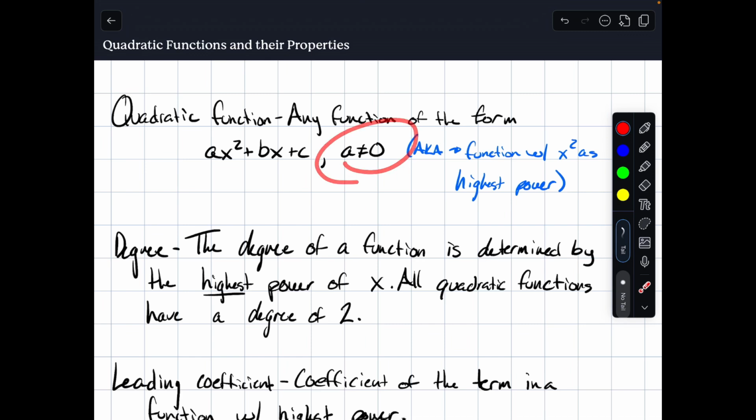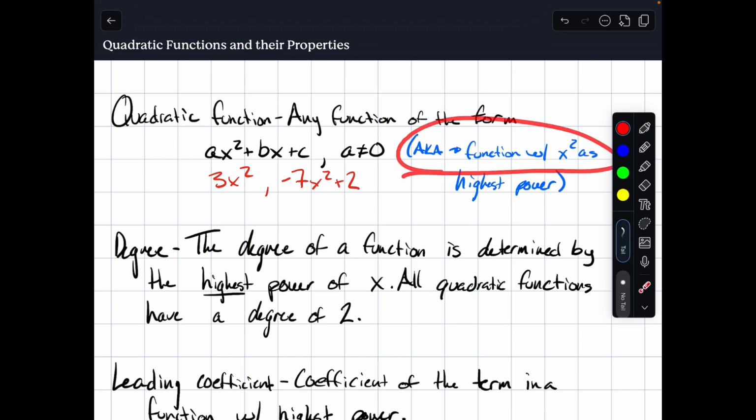Note that only a is not allowed to be 0. So this does allow for some of the following things, like we could just have 3x squared or negative 7x squared plus 2. Those are still quadratic. Over here up in the blue, I make this note that it's basically any function with x squared as its highest power. And we're going to get into more of the graphing of quadratics in the next few videos.